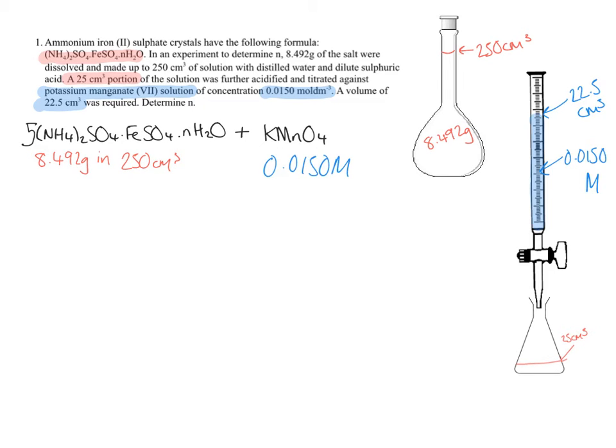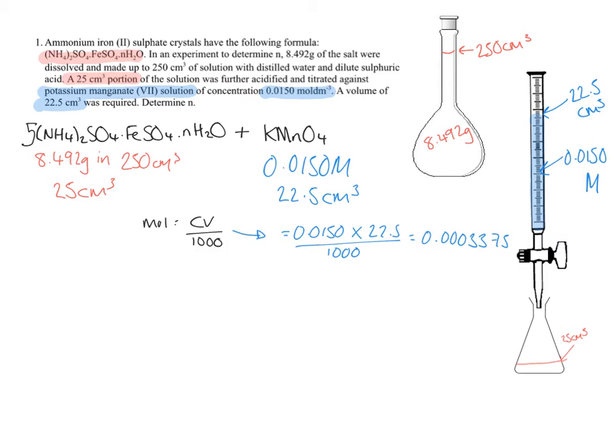Now if we look at volumes that were given in the question, involved in the titration were 22.5 centimetres cubed of potassium manganate, which is given here, and 25 centimetre cube sample of the salt solution, which is mentioned here. Now we're looking to calculate some moles. So this looks nice and easy because we've got both of the things we need written in a sensible way, so we can work out moles of potassium manganate. So plugging the numbers into the equation, we have got 0.0003375 moles of potassium manganate.